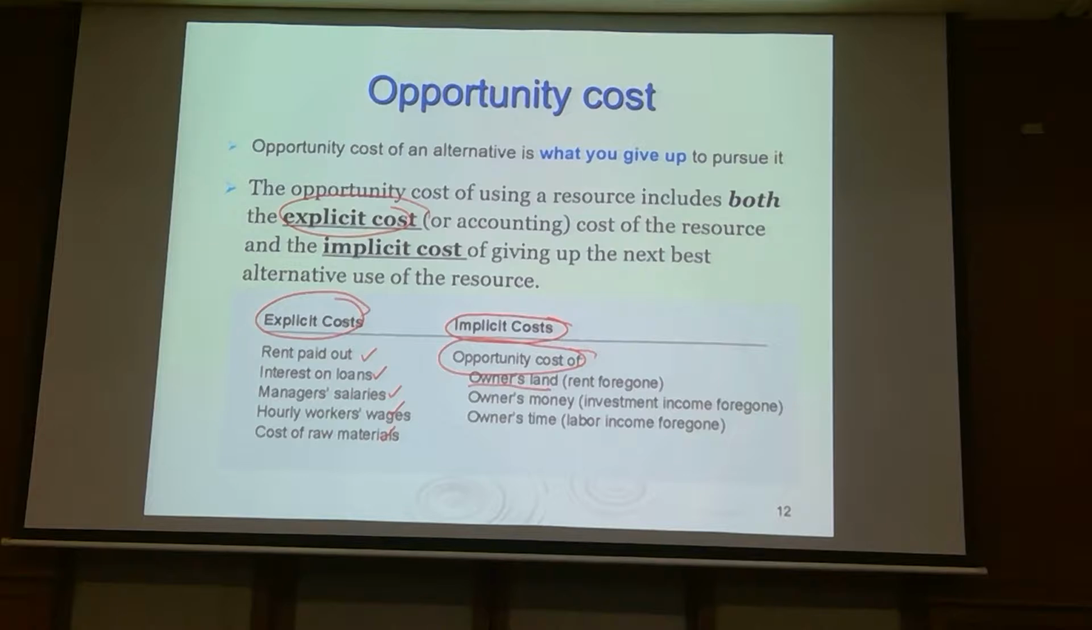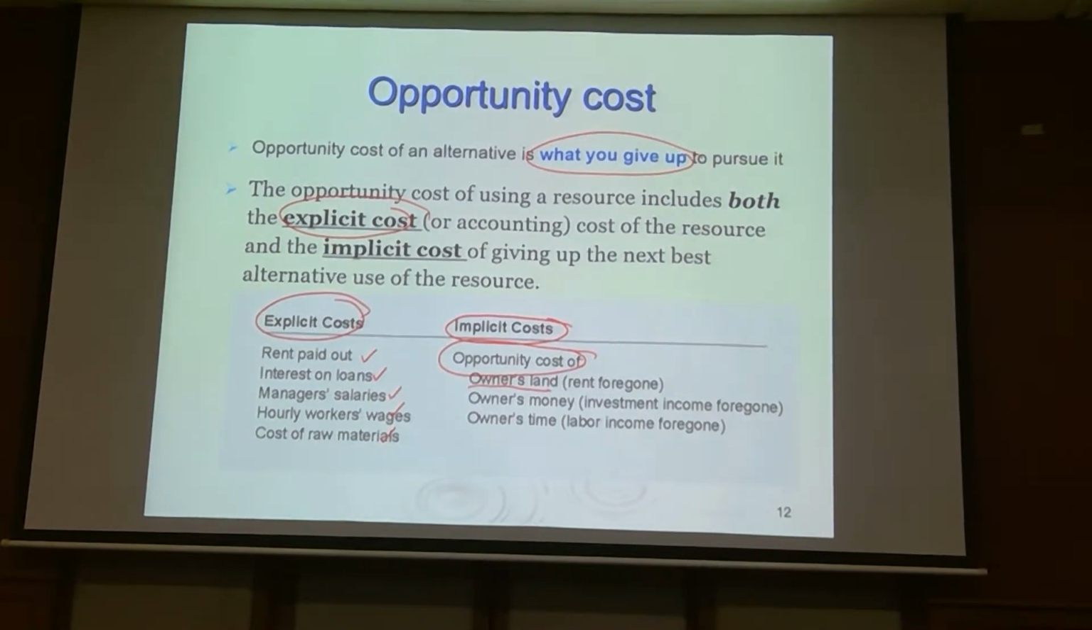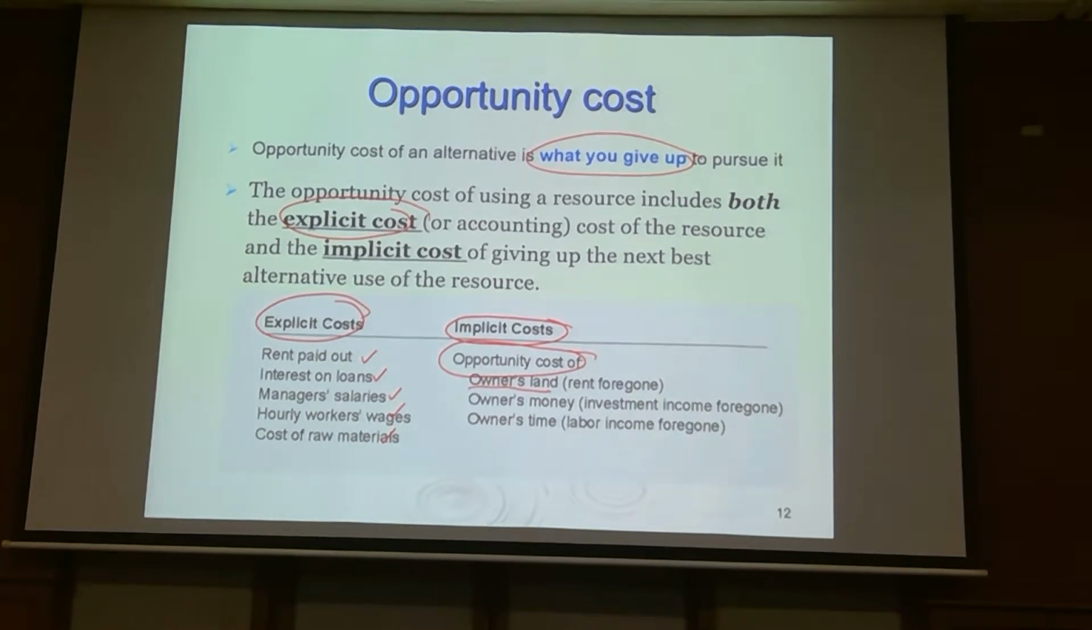Opportunity cost is the cost of the next best alternative. So if we don't use this land to build a factory, how are we going to use it? What is the next best alternative? For example, we can rent this land to someone and earn some rental income, right? So the rental income that we forgo is considered our opportunity cost, because that is the next best alternative use of the land.